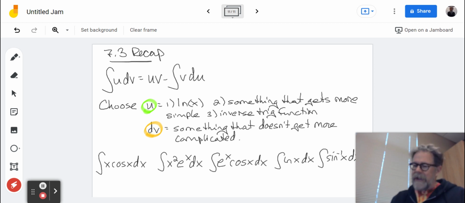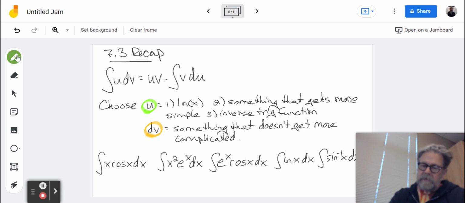How do you choose dv? Well, you choose something that doesn't get more complicated. That's what it boils down to. If it gets more complicated, your next integral is going to be harder, and it's just going to keep getting harder. So I've written out the examples that we did, and I'm going to go ahead and just circle.